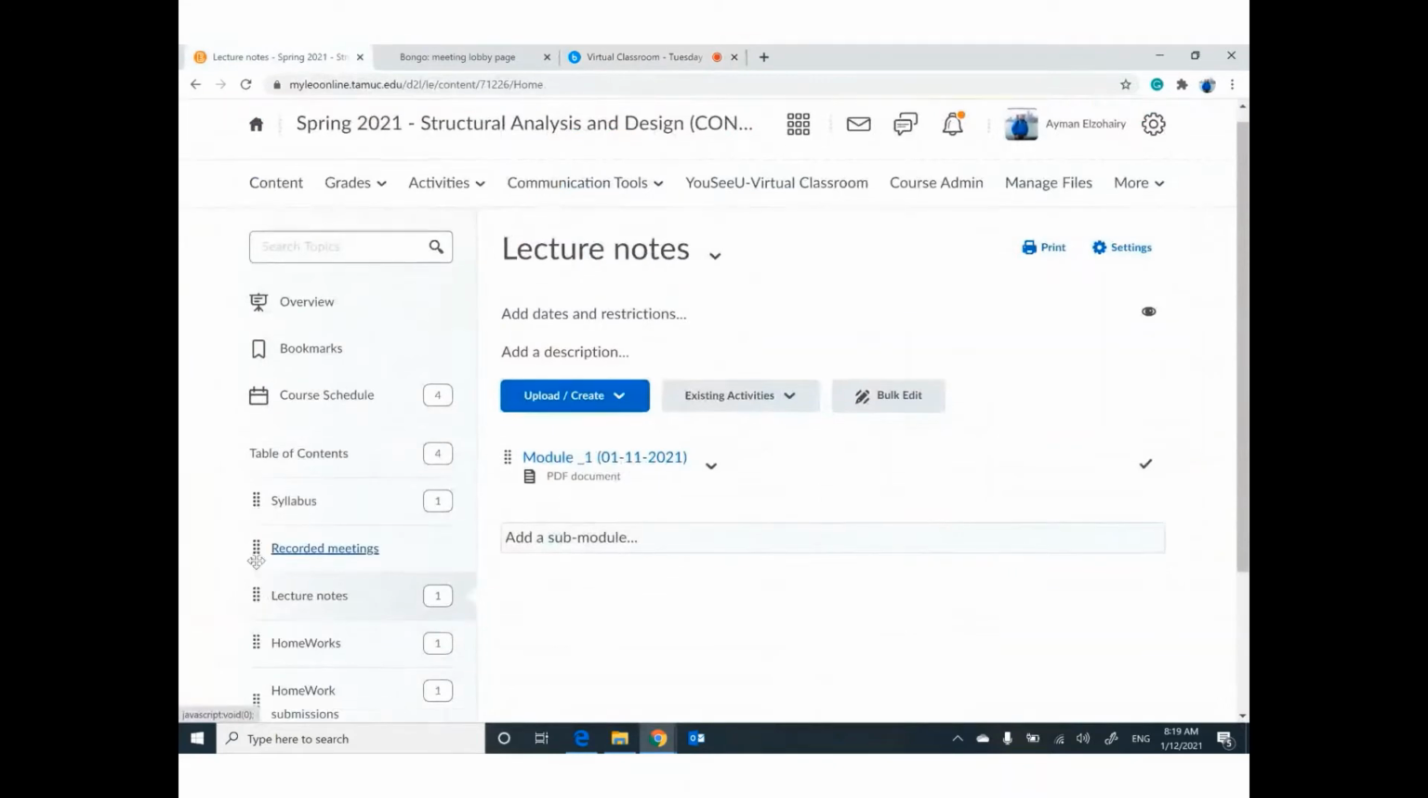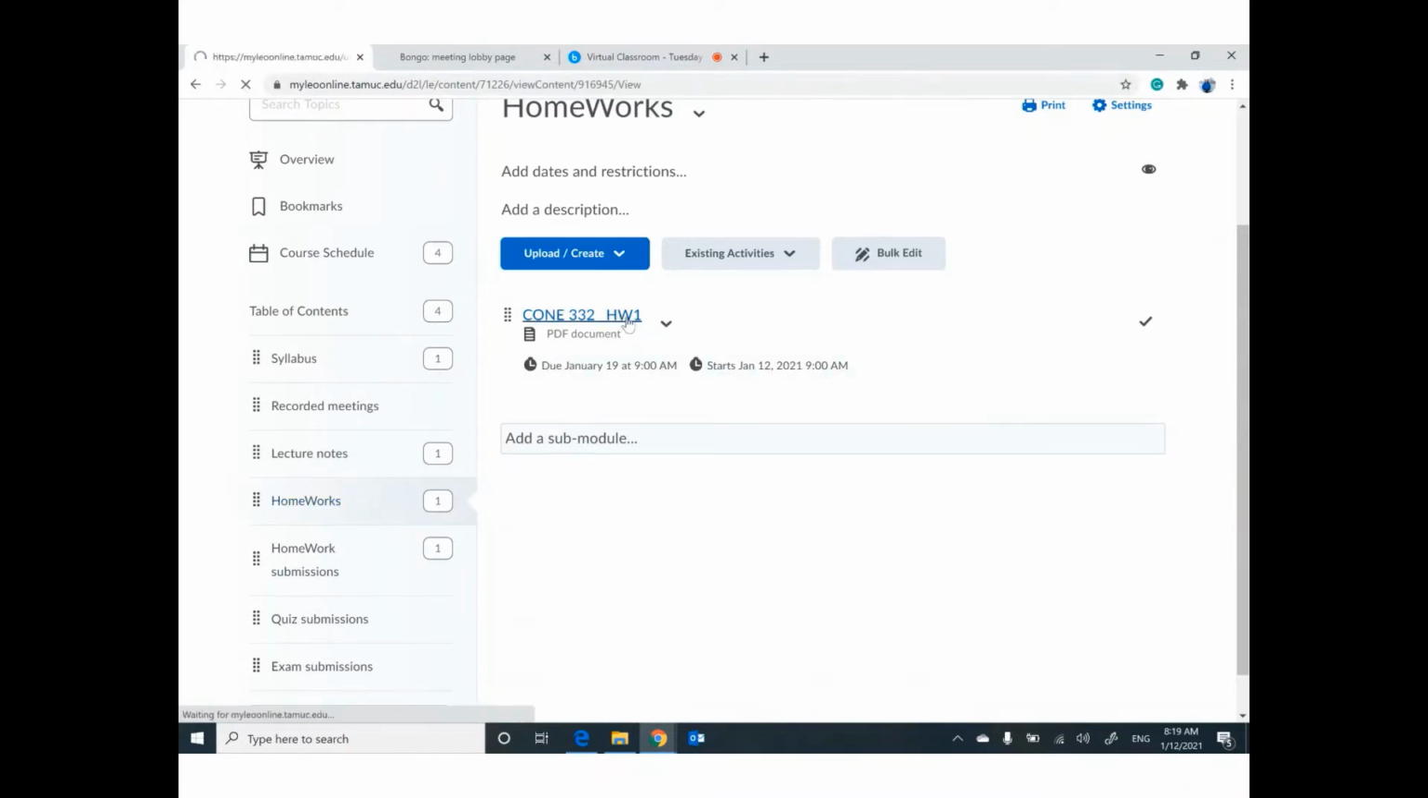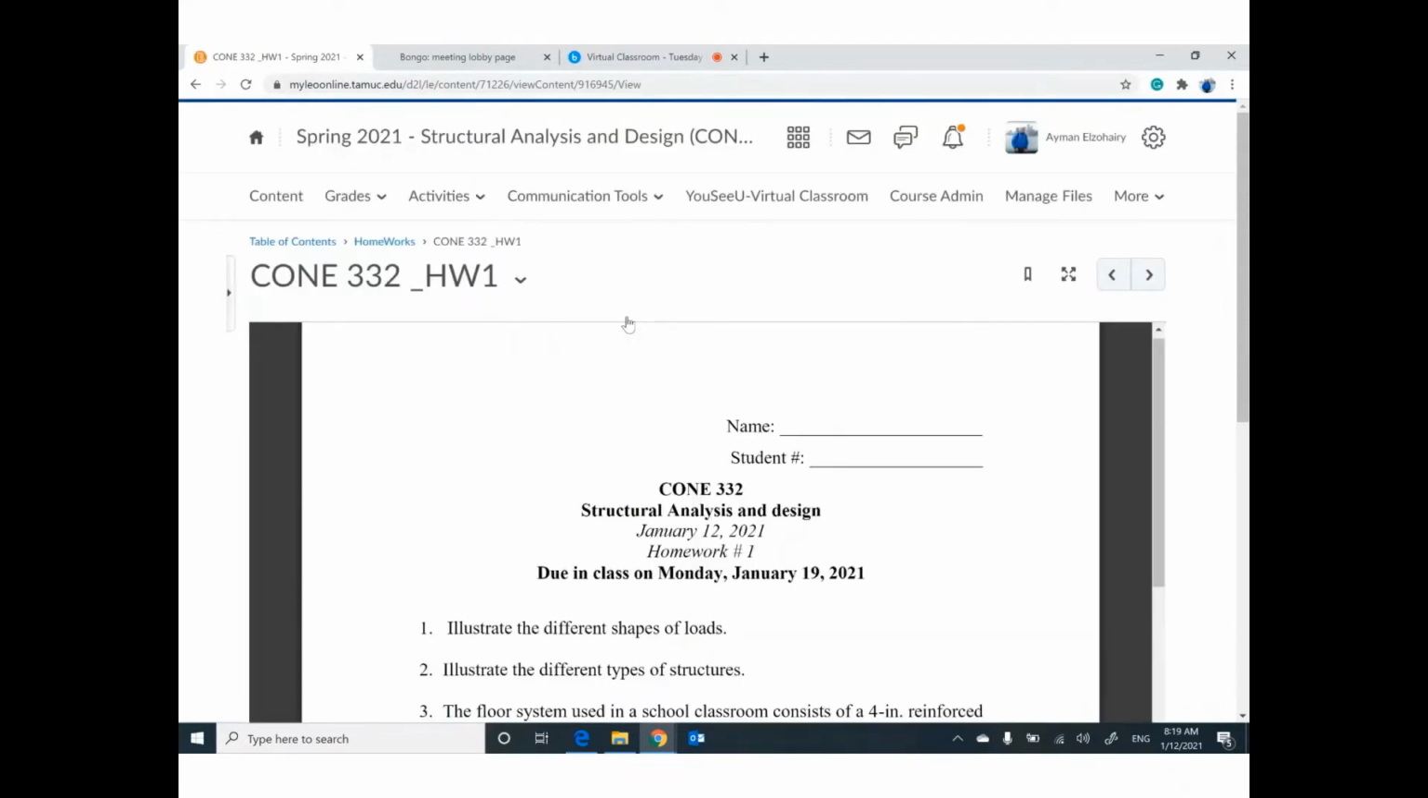Let me keep going. So, homeworks. You can find the weekly homework. We have a homework every week. Right now we have homework number 1. The due date for this homework will be next Tuesday. We start today, January 12, and the due date will be January 19. At what time? Before the start of our live meeting at 9 a.m.